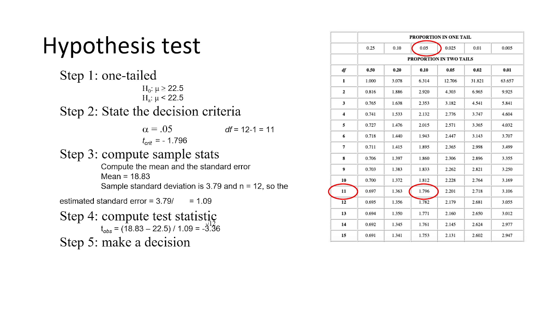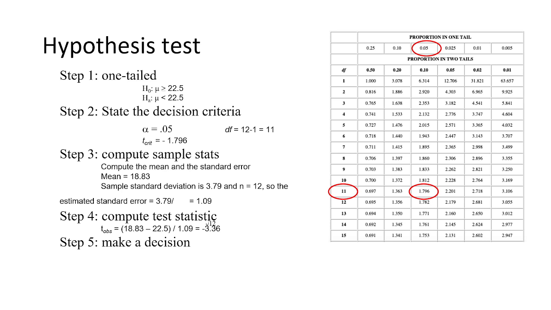And now we're going to compute our t observed statistic. So 18.83 is the sample mean, and then 22.5 is the population mean. So we subtract these two, and then we divide by the standard error that we just got in step 3. And so our observed t statistic is going to be negative 3.36.